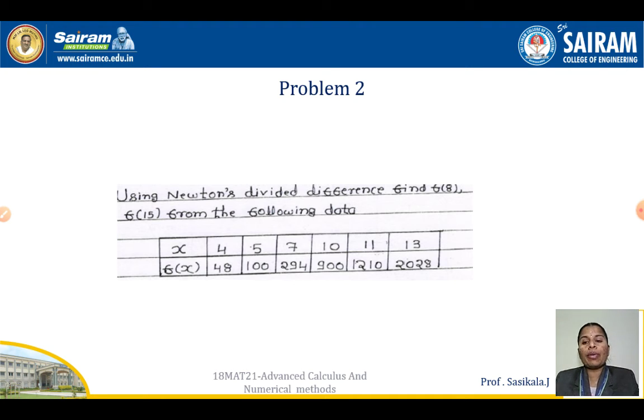One more problem. Using Newton's divided difference, find f of 8 and f of 15 from the following data. In divided difference, there is no need to worry about which one is forward or backward. In the equation, you can substitute the formula. You can substitute x is equal to 8 to get f of 8, and x is equal to 15 to get f of 15.